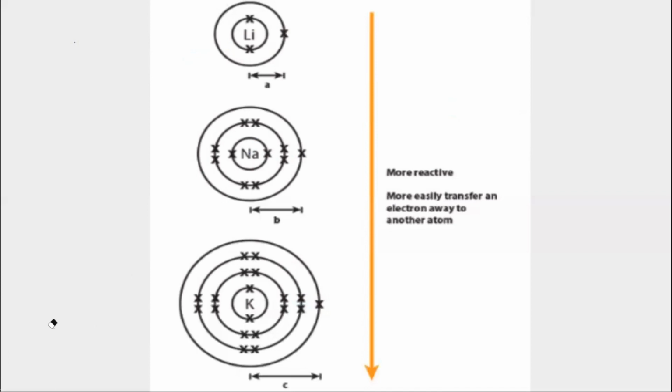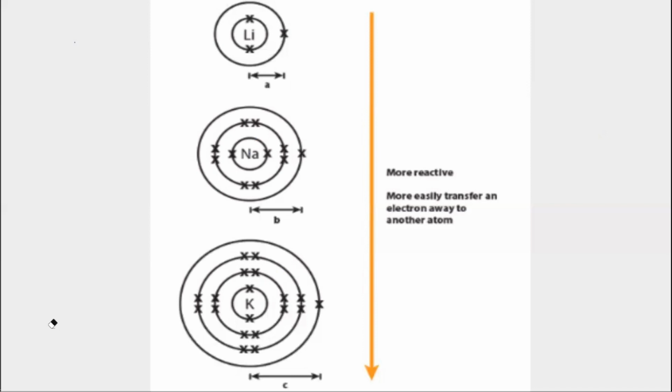So when we are moving down the group, they become so highly reactive that they are almost explosive in nature. They can react explosively with oxygen in the air, with water, and with acids. Even when we touch them, they can explode in our hands because we have moisture in our hands.